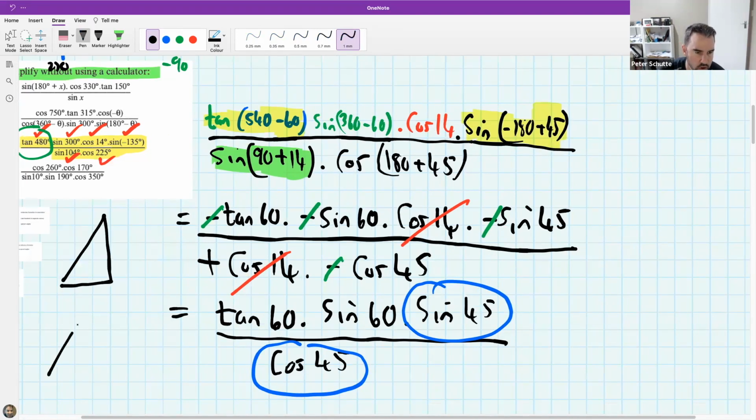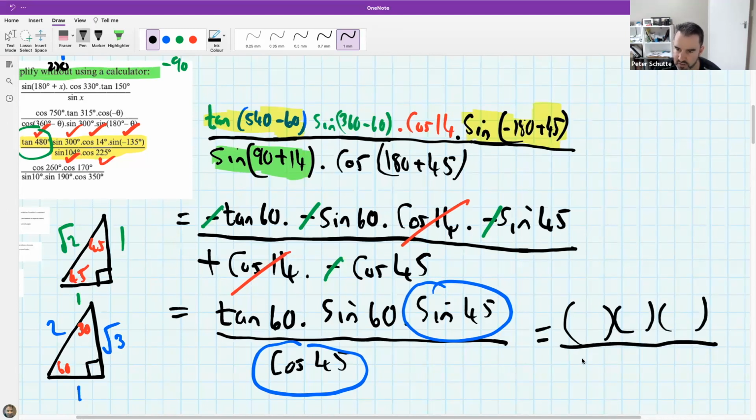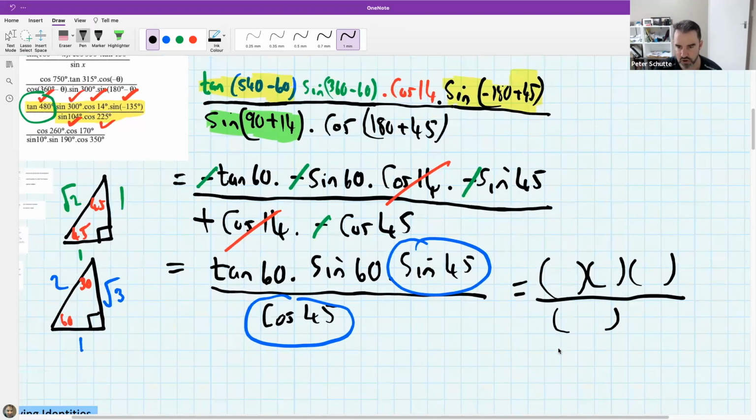So what are the special triangles? Let's try and remember them. They have 45, 45, and they have 60 and 30. And this has 1, 1, root 2. And this has 1, root 3, 2. So what you could do at this stage is just say, look, I need to fill out all these brackets over here. And if I fill them out, I'm done. Okay, I just use those triangles.